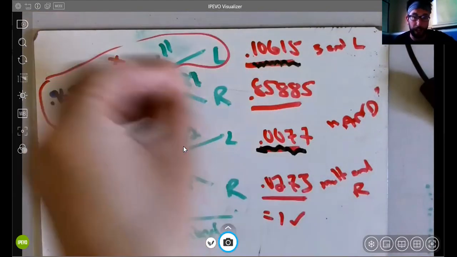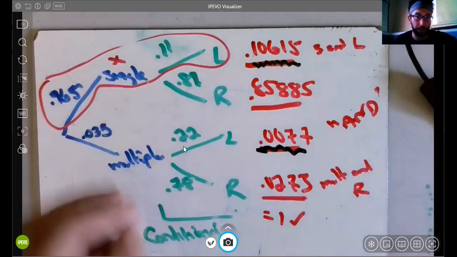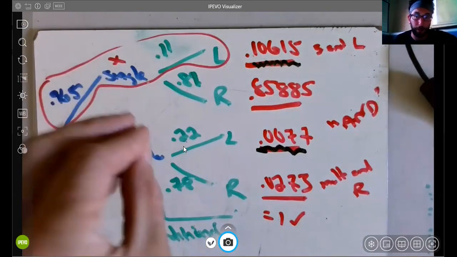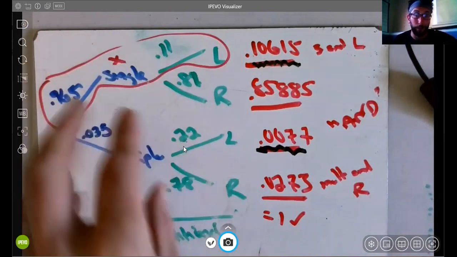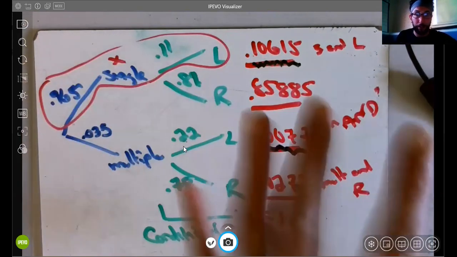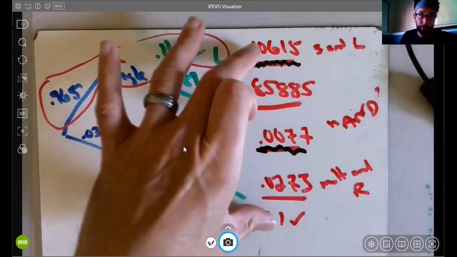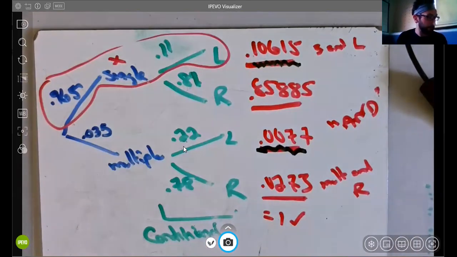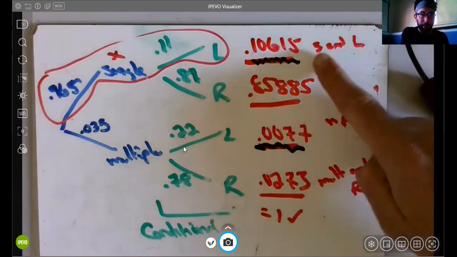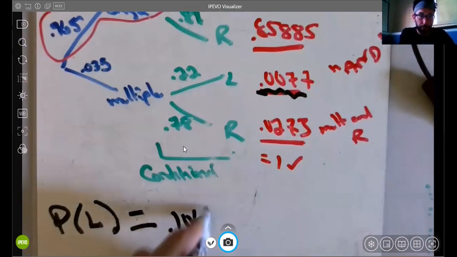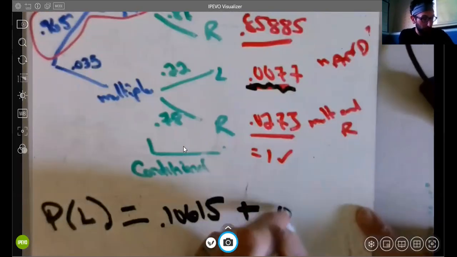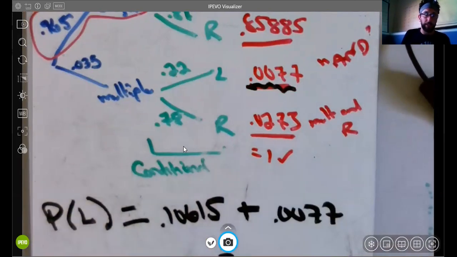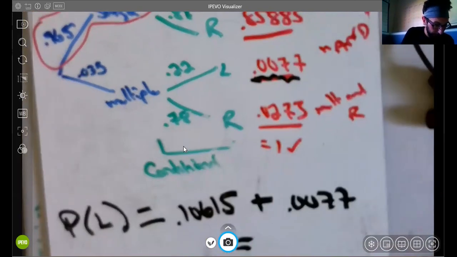A common mistake I see is students start pulling numbers out of the blue and green inside of the tree. It's possible to do things that way if you really understand what's going on. But if you're struggling in the beginning, you can do every problem just using these red numbers. And that's what I'm doing here. So we've got this number for lefties, 0.10615, plus these people who were also lefties, 0.0077, and that's how we get our final answer. And that's part A.